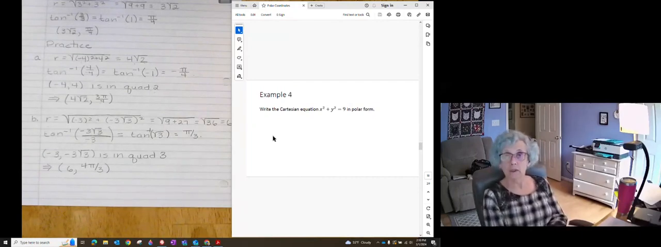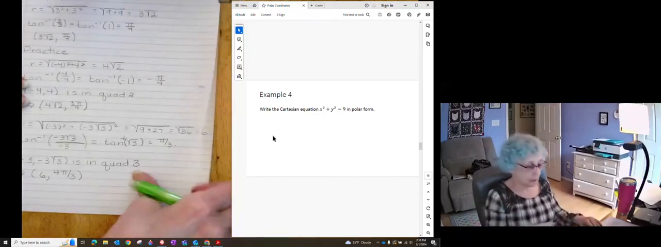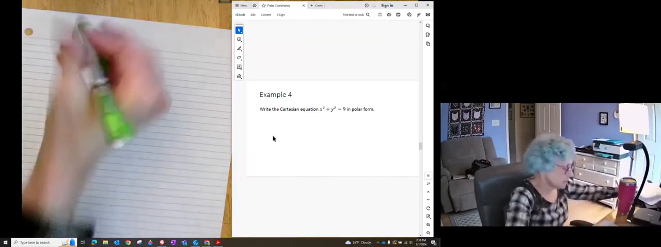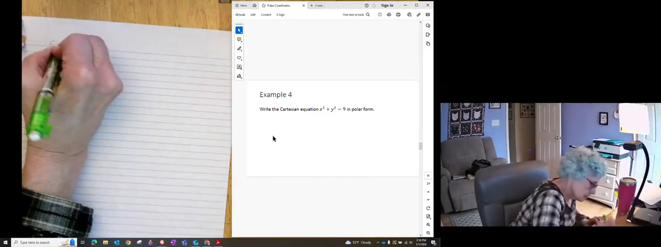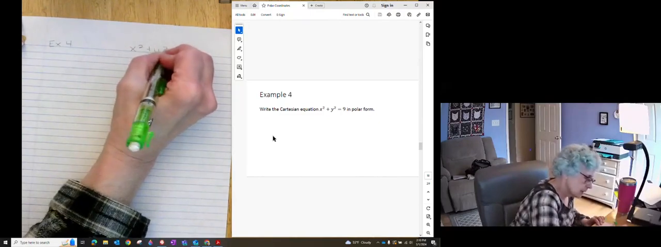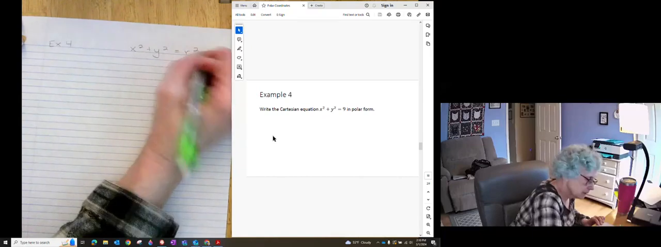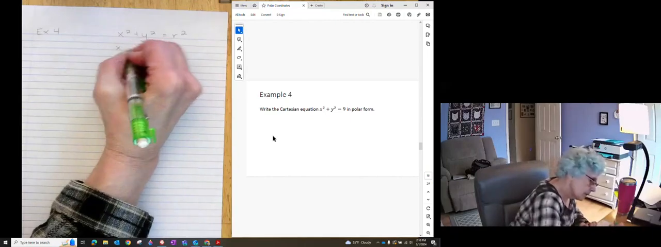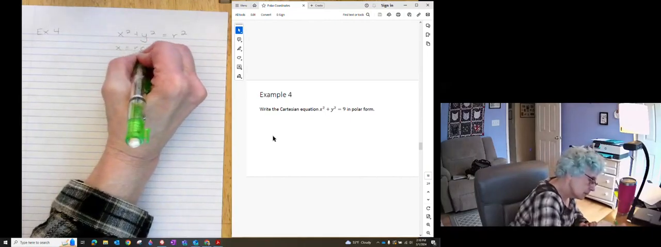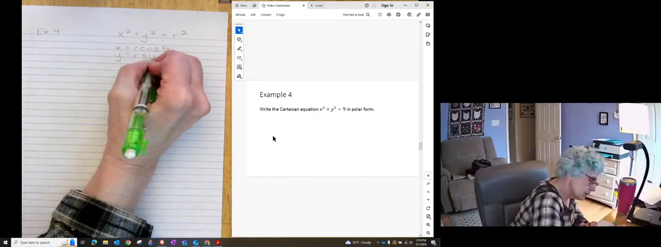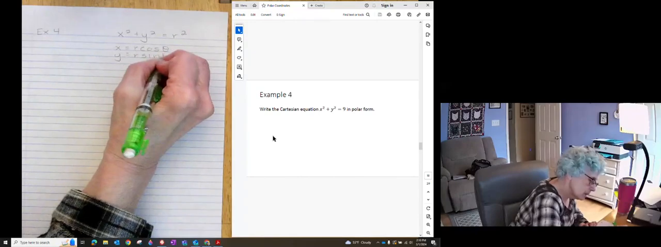So now we're going to go from just converting points to converting equations. This is example 4. We're going to use the fact that x squared plus y squared is equal to r squared, and that x is equal to r cosine theta and y is equal to r sine theta.